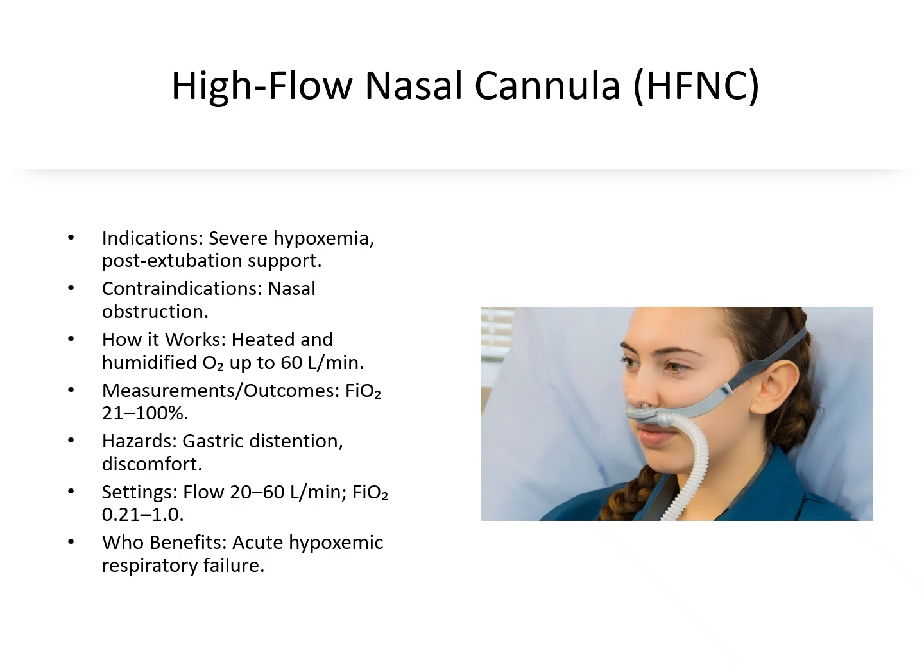Hazards include gastric distension or discomfort. Settings include flow rates of 20 to 60 liters and adjustable FiO2. Patients with acute hypoxemic respiratory failure benefit the most.